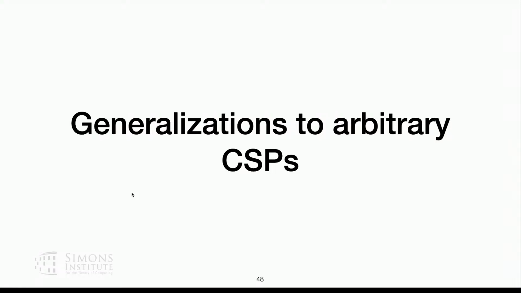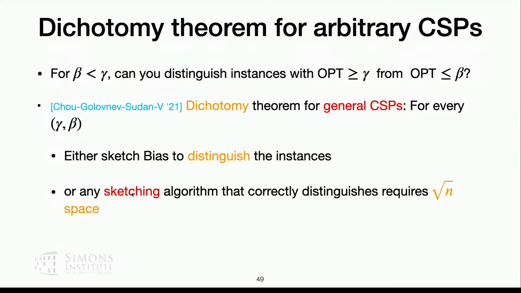14 minutes? Okay, great. So maybe I'll also talk about generalizations to arbitrary CSPs, because hopefully this will motivate why we even want to understand the Max-DICUT picture in more detail, and hopefully that will also help us understand CSPs as a whole. In this case, I'll talk about our dichotomy theorem for arbitrary CSPs in the space of polylog n versus square root of n.